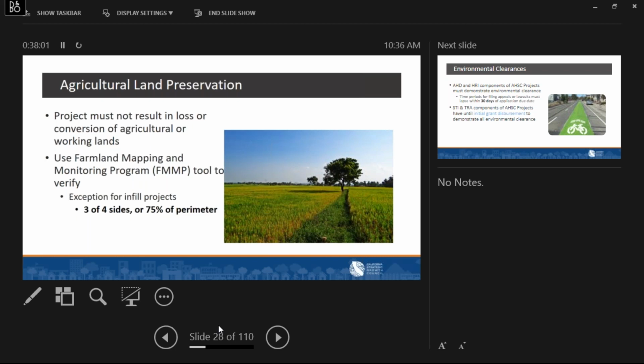If you can prove that it is an infill project, and this is either 3 of the 4 sides or 75% of the perimeter, if you have a funky shaped parcel, have to be developed with qualified urban uses.